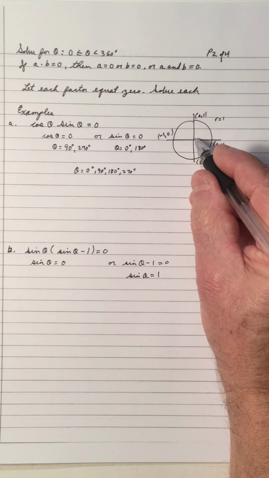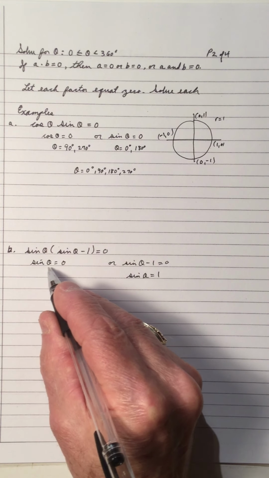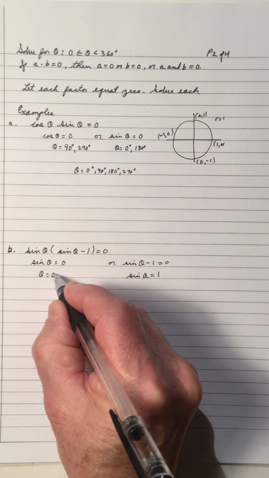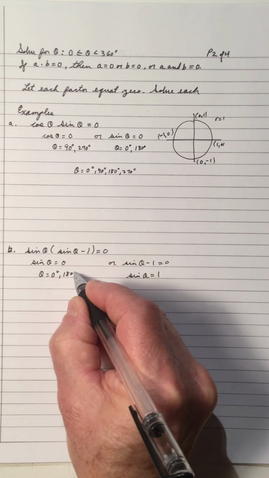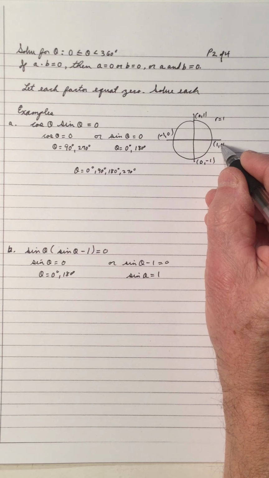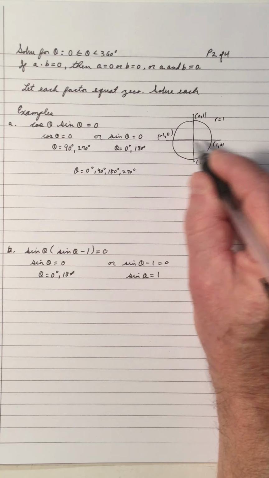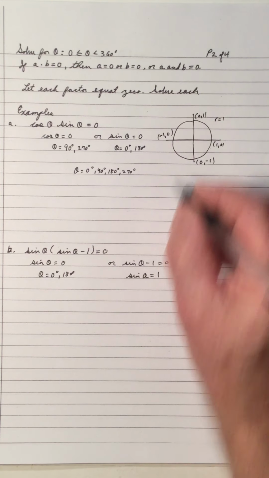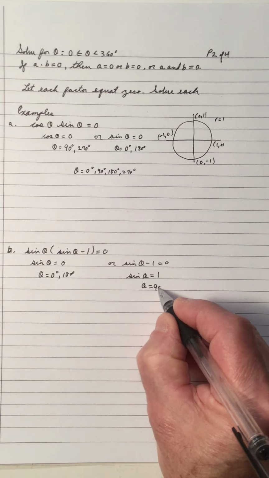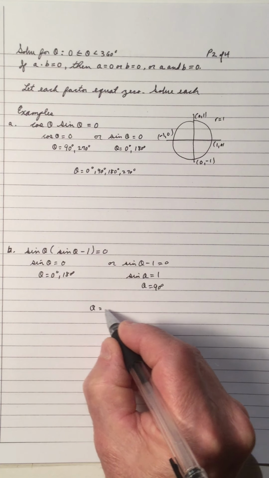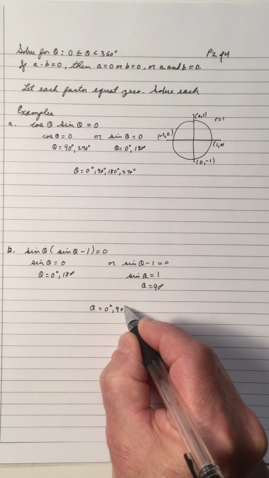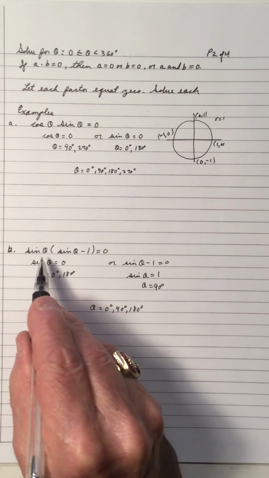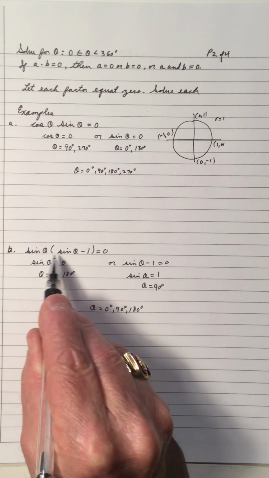And again on the circle, sine is the y. So where is y 0? Y is 0 at 0 degrees and at 180 degrees. And sine, the y, is 1 at 90. So theta in this question is 0, 90, and 180. That means if you sub any one of these back into here and multiply, one of these will be a 0.